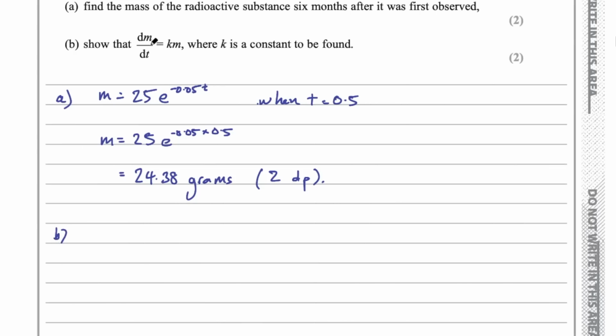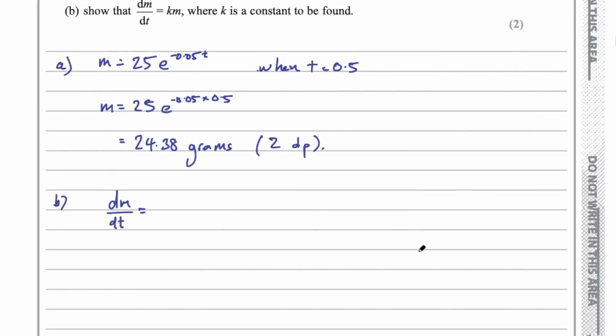Part B says show that the derivative of m with respect to t equals km, where k is a constant to be found. So we need to take the derivative of this expression, and we need to use the exponential rule. So the exponential rule says that the derivative of e to the power of u, where u is some expression of x, equals e to the power u multiplied by the derivative of u. So in other words, taking the derivative of e to the x has no effect on e, but it's kind of like the chain rule where you take the derivative of u.